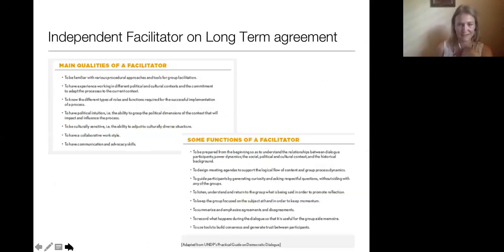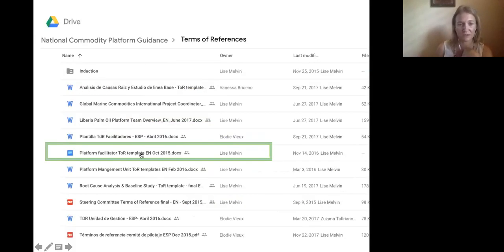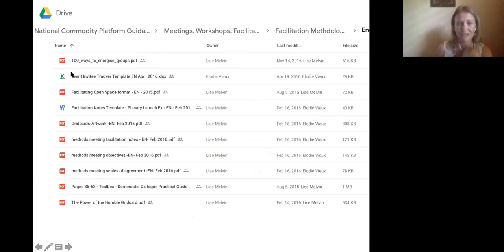Then this is about the independent facilitator. We talked about this, just to show some of the main qualities and functions that we want them to have. I mentioned that there's this template already in the terms of reference folder. I also want to flag another folder called Meetings, Workshops, and Facilitation. In there, we've put a lot of facilitation methodologies and tools. You can go and have a look and use them whenever you want, and ask me questions if you need help with any of them.